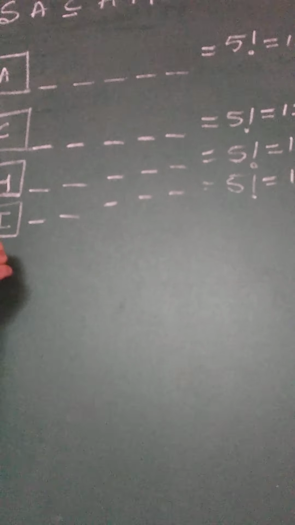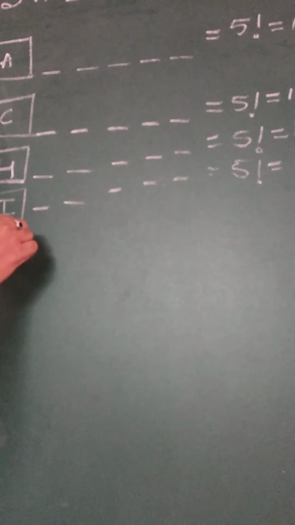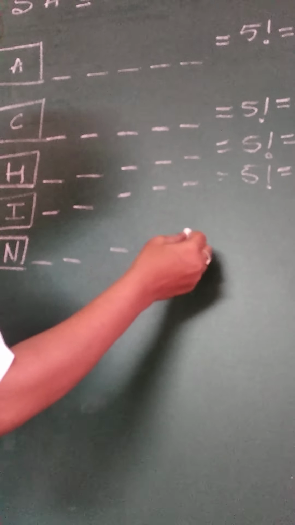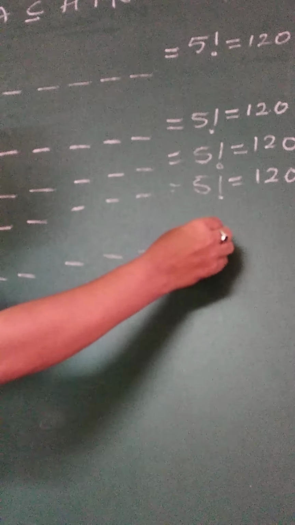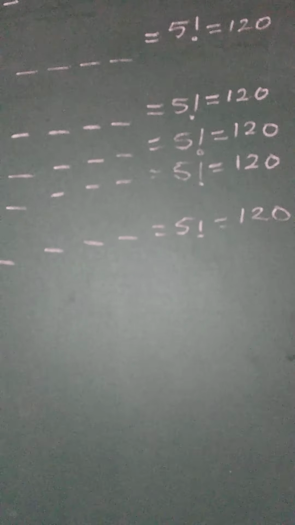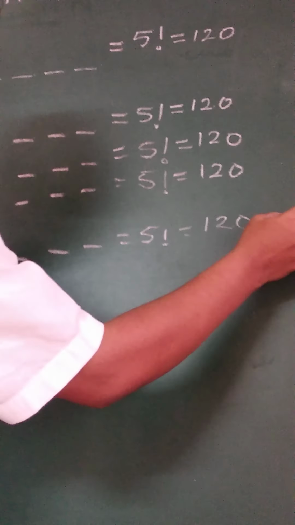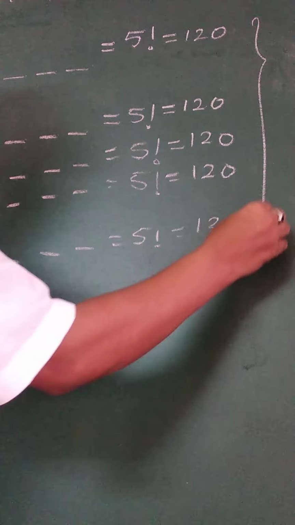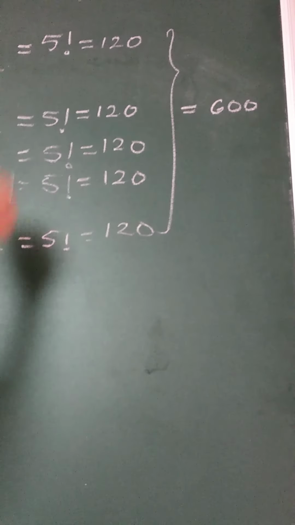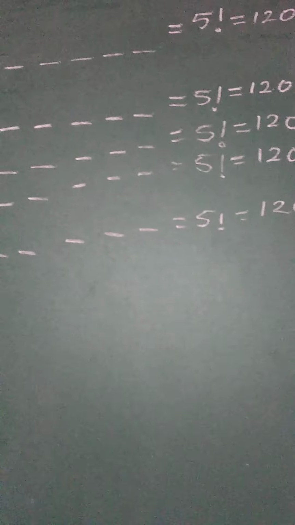The next letter to come in the dictionary order is N. Again, keeping N in the first place, we can arrange the remaining letters in 5 factorial ways, that is equal to 120. So totally now 600 words are exhausted.